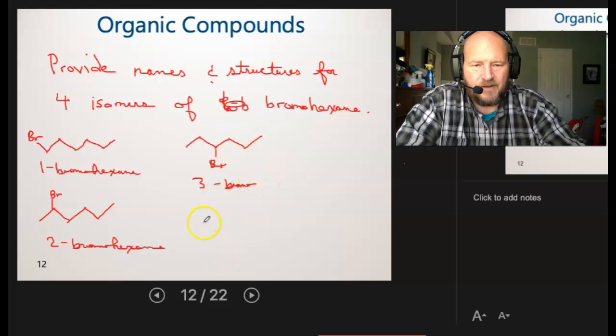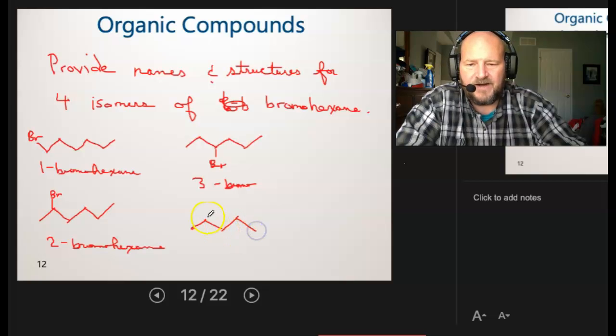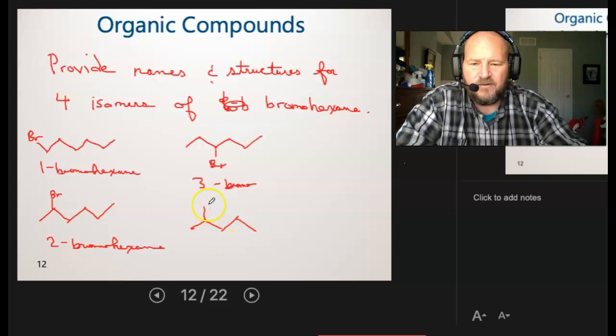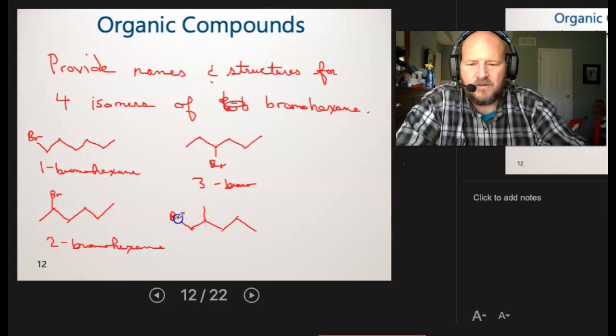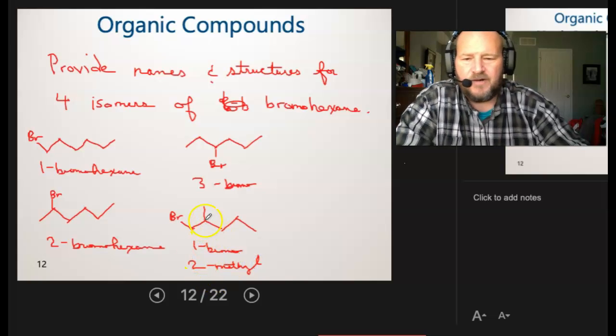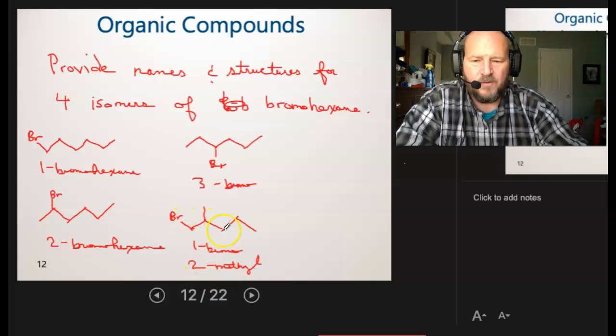That's no big deal. I'm just going to follow this logically. I'm going to do 5 now: 1, 2, 3, 4, and 5. I'm going to put the methyl group there and the bromine here. Now I have 1-bromo-2-methylpentane. Then what can I do? Well, I can move the methyl over. Now I've got 1-bromo-3-methyl. Then I can do 1-bromo-4-methyl.